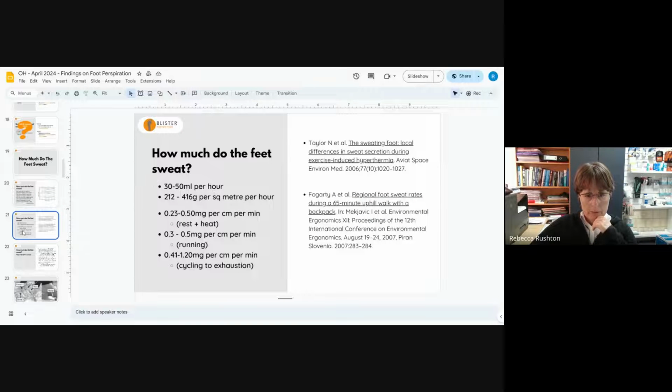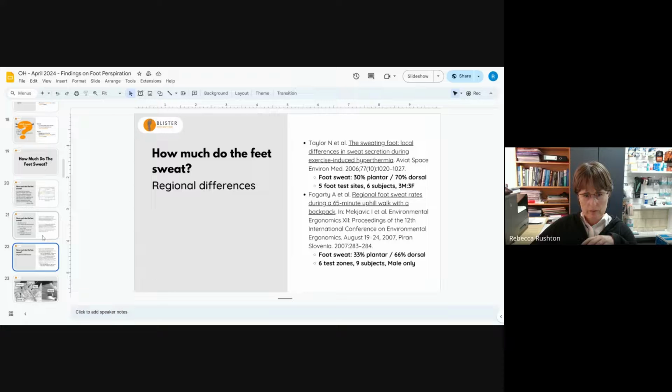How much do the feet sweat? Different values are mentioned. The first two here are from these two studies, so this is from 2006, 2007. And then a subsequent paper that was similar to these two papers, which I will talk about in a minute, they give us these values. So, yeah.